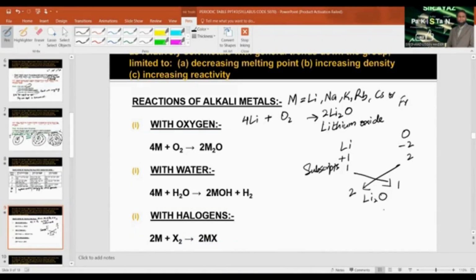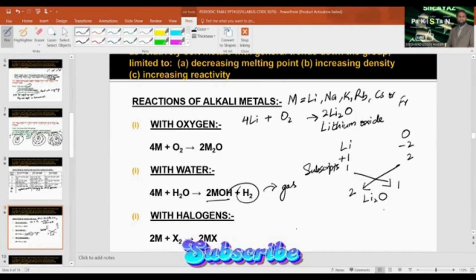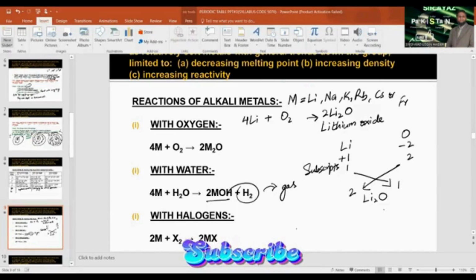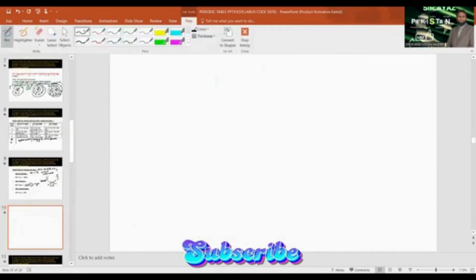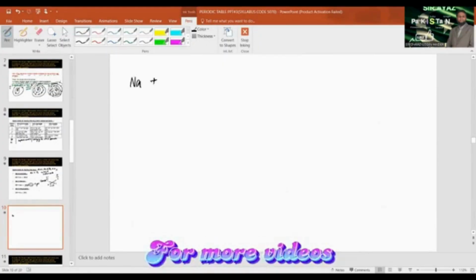Now, when you react these metals with water, you'll get two products. You will get metal hydroxide and hydrogen gas. This is gas, hydrogen gas. So, if you are reacting sodium with water, what will you get? Na plus H2O. You will get metal hydroxide and hydrogen gas.